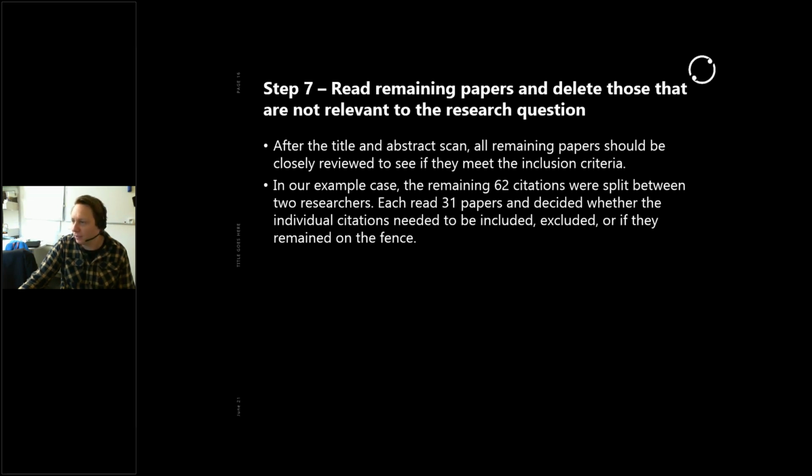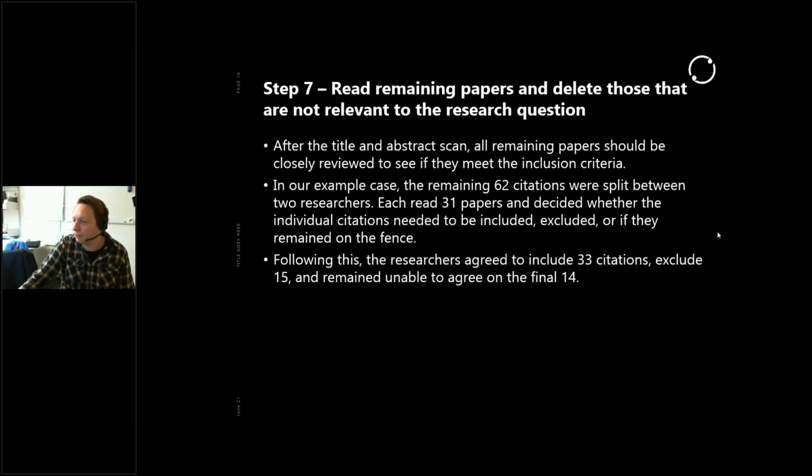After this process, myself and the research colleague that was working with me, we split the 62 in half so that we were each having a look over them and deciding which ones needed to be included, excluded, or perhaps options where we're not 100% sure if this deserves to be in or not. So what happened from this was that both of us agreed to include 33. We both agreed to exclude 15, but we were unable to agree on a final 14 citations as to whether they should be included or excluded.